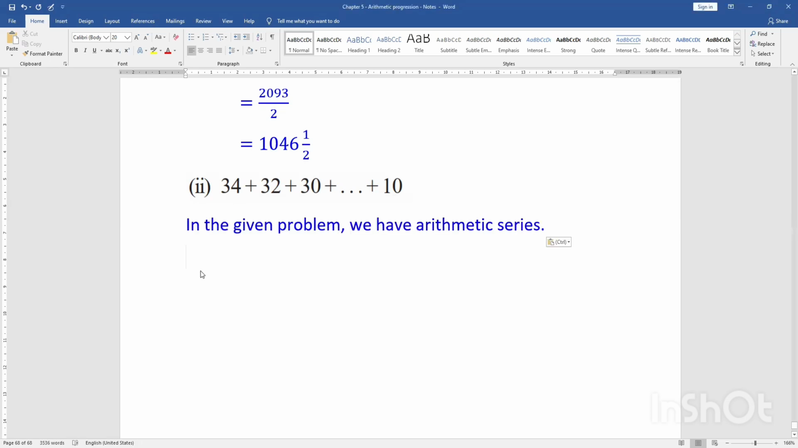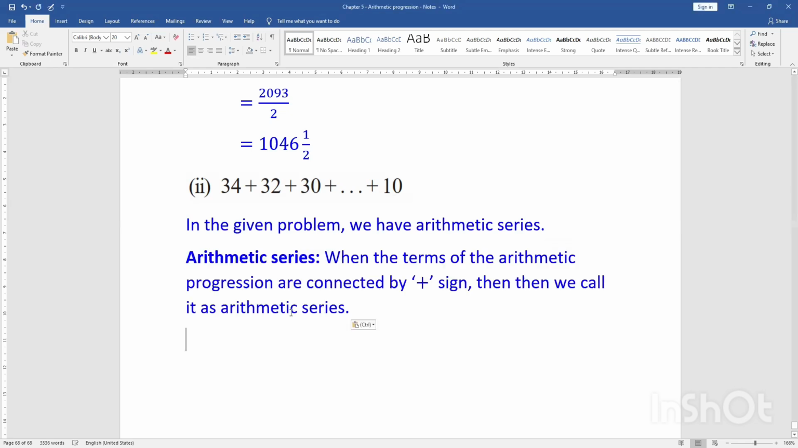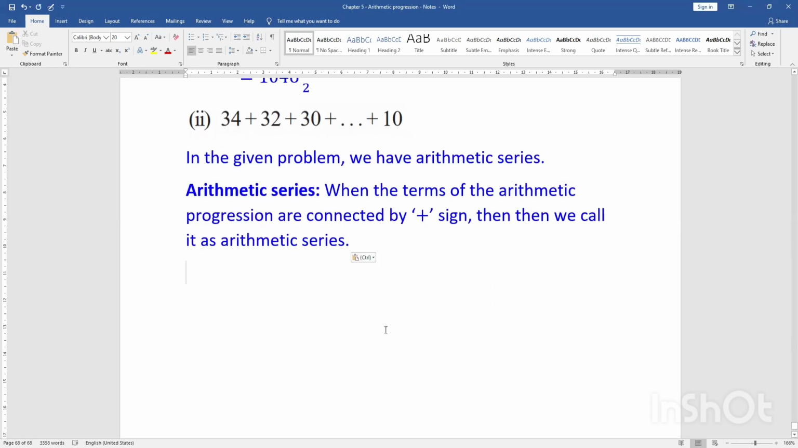Now, what is the definition of an arithmetic series? Let me give the definition. When the terms of an arithmetic progression are connected by a plus sign, then we call it an arithmetic series. I repeat once again: when the terms of an arithmetic progression are connected by a plus sign, then we call it an arithmetic series. That's it, no changes. The only thing is there is a connector, the plus sign, in between the terms of the arithmetic progression.